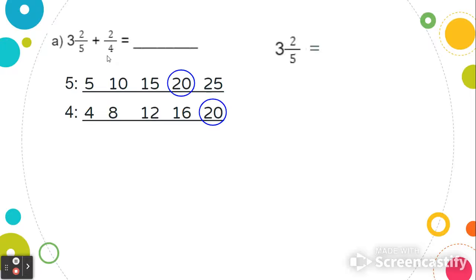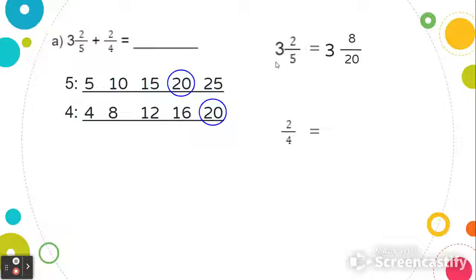Let's start with 3 and 2 fifths. We are going to make an equivalent fraction where the denominator is 20. So we're asking ourselves, what do we multiply by 5 to get to 20? Well, 5 times 4 equals 20. Since we're multiplying by 4 on the bottom, we need to multiply the numerator by 4. 2 times 4 is 8. The whole number 3 stays the same in the front. So 3 and 2 fifths is equal to 3 and 8 twentieths.